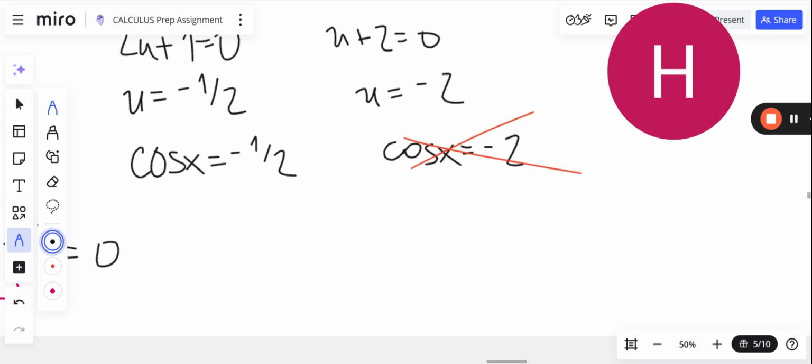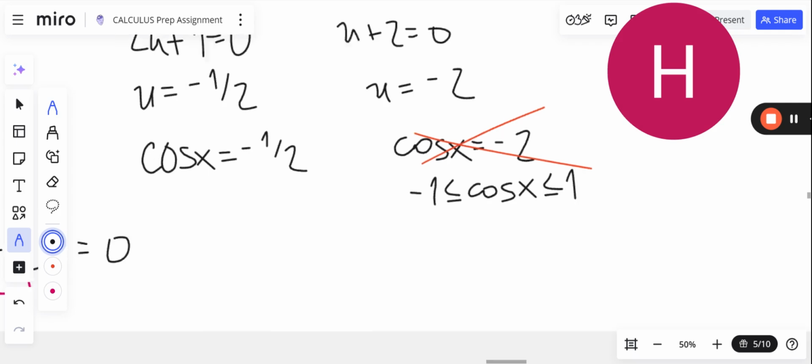This is not acceptable, because cosine of x, that does not look like a c. Cosine of x is always between negative 1 and 1, including those endpoints, but never more than that. So absolutely not negative 2.